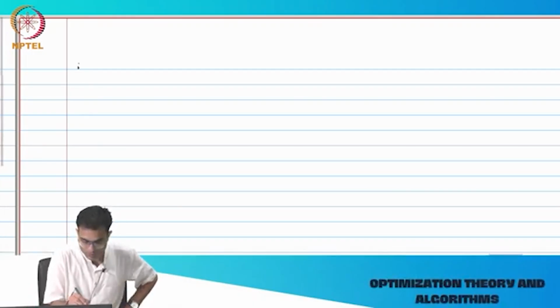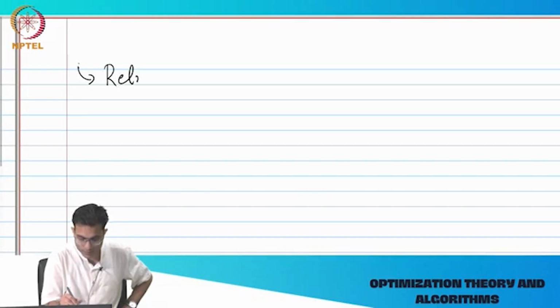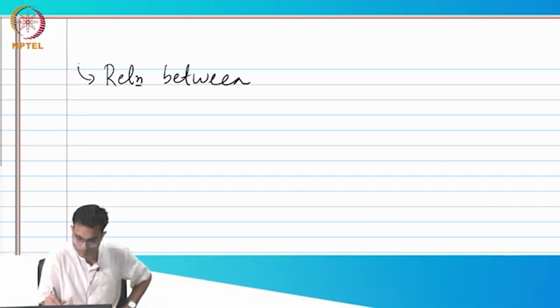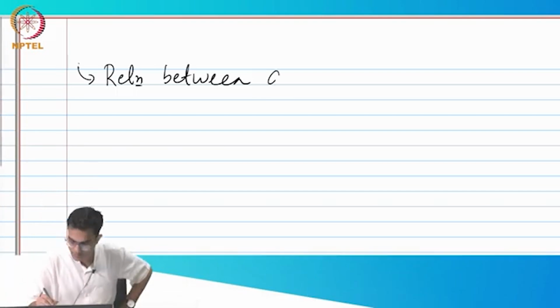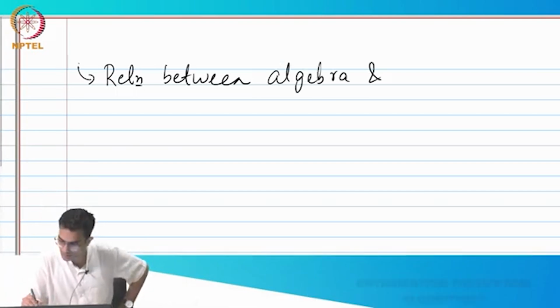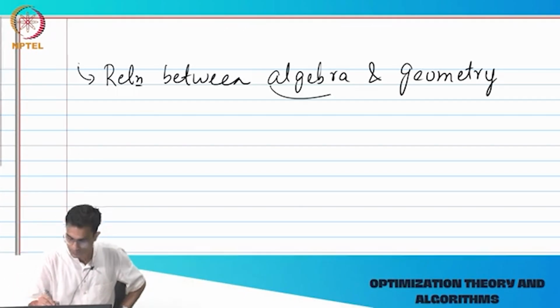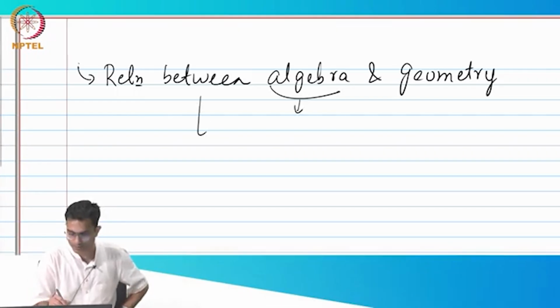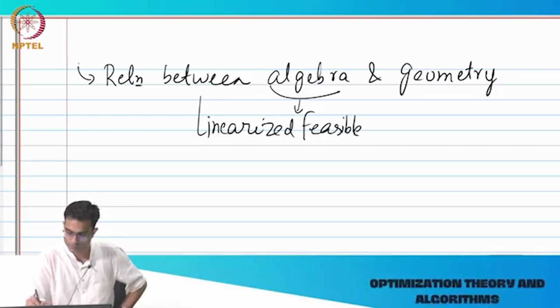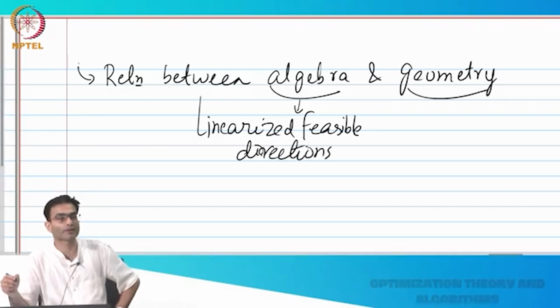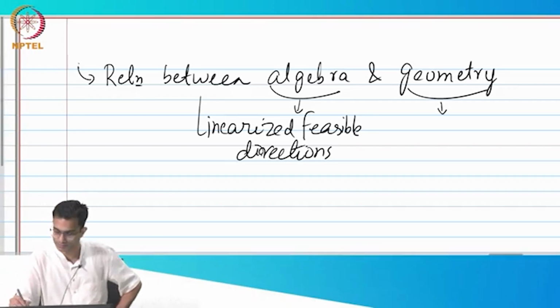Okay, so what do I do with this LICQ business? Let's scroll up. This is the main thing that we are heading towards, the relation between algebra and geometry. This is our casual way of putting it. What do I mean by algebra? Linearized feasible directions. What do I mean by geometry now? Tangent cone, exactly.